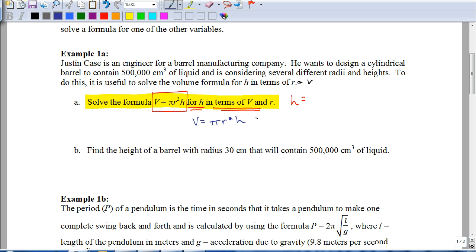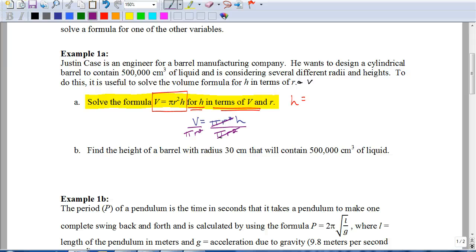And again, my goal is to get the h by itself. So I have pi times the radius squared times the height. Remember in algebra, to get rid of something, we always do the opposite. So the opposite of multiplying pi times the radius squared times the height would be to divide by pi r squared. So if I want to get the h by itself, I'm going to divide by pi r squared at the same time on both sides. Because we can do both at the same time.